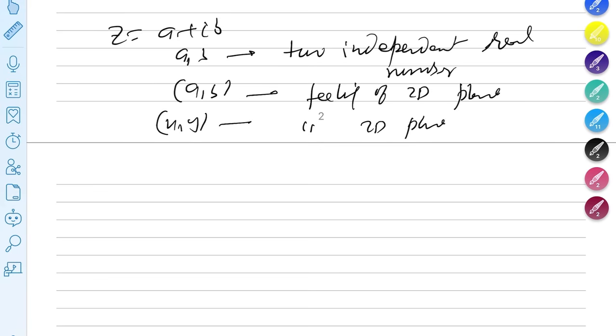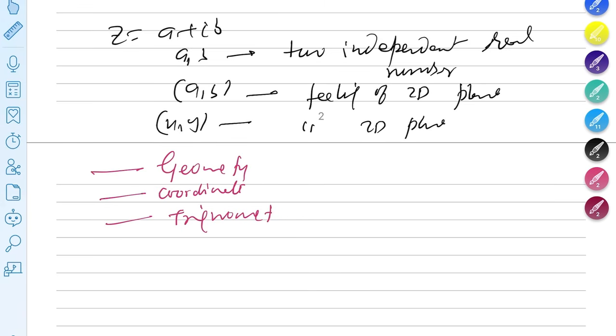Just like any geometrical problem can be solved in multiple ways. We started with simple analytical geometry, then we use coordinate geometry to solve the problem. We also use trigonometry, and we also use vectors. But a 2D geometry problem can also be solved using the complex number method.